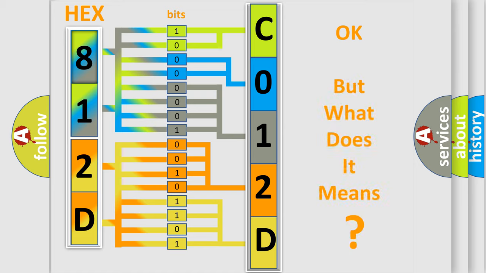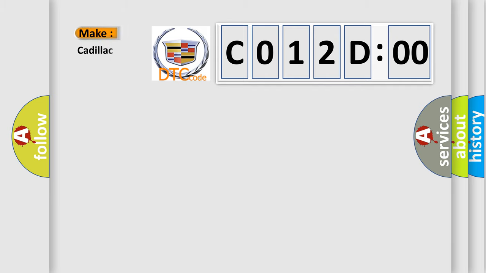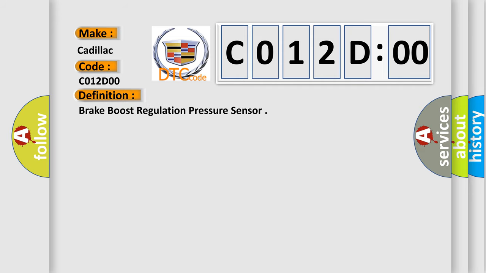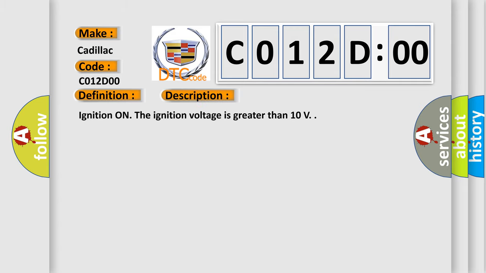The number itself does not make sense to us if we cannot assign information to what it actually expresses. So, what does the diagnostic trouble code C012D00 interpret specifically for Cadillac? The basic definition is brake boost regulation pressure sensor. And now this is a short description of this DTC code. Ignition on. The ignition voltage is greater than 10 V.